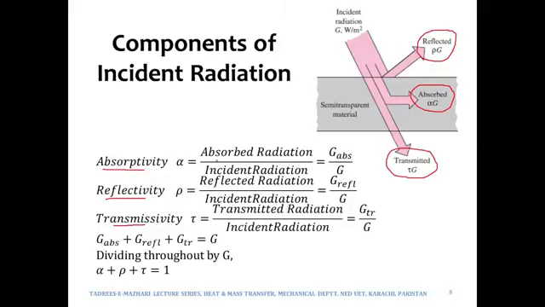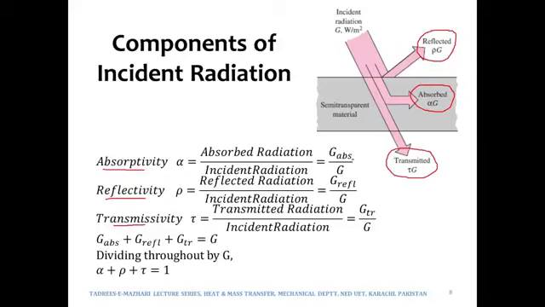Absorptivity is simply a ratio of the radiation absorbed over the radiation which was incident on the surface, meaning G absorbed over G, if we call G the incident radiation. Reflectivity is the radiation which got reflected out of the total incident radiation, so it is a ratio of G reflected over G. And similarly, transmissivity is a ratio of the radiation which got transmitted on the other side over the radiation which was incident on the surface, meaning G transmitted over G.